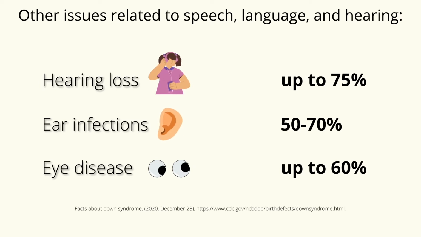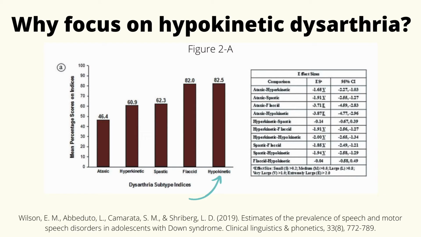Other issues related to speech, language, and hearing include hearing loss, ear infections, and eye disease, which affect a large portion of children with Down syndrome, and these can affect long-term hearing and language development and speech. In this video, I will focus on hypokinetic dysarthria in this population because one study cited that not only is childhood dysarthria common in the Down syndrome population, but hypokinetic dysarthria specifically had the highest prevalence of the dysarthria types.